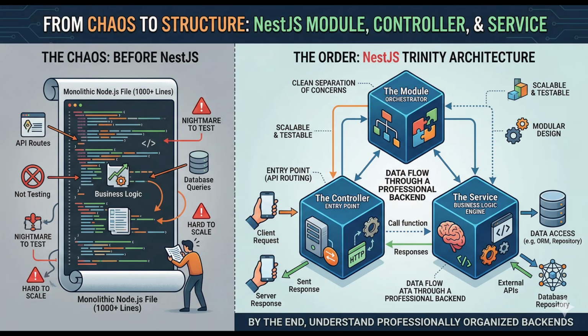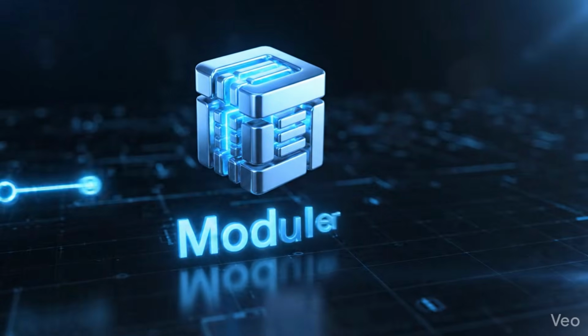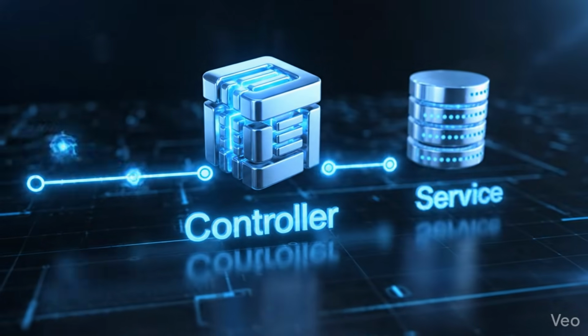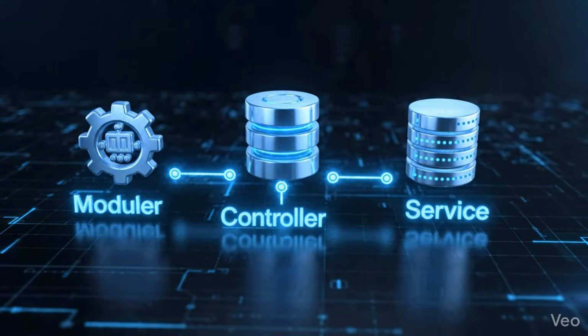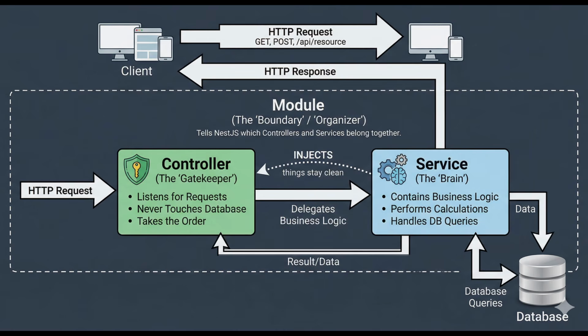We've all been there. You start a Node project and 1000 lines later, your route, logic and database query are all in one giant file. It's a nightmare to test and even worse to scale. Today, we're fixing that. I'm going to show you the trinity of NestJS architecture: the module, the controller and the service. By the end of this video, you'll understand how data flows through a professional backend.